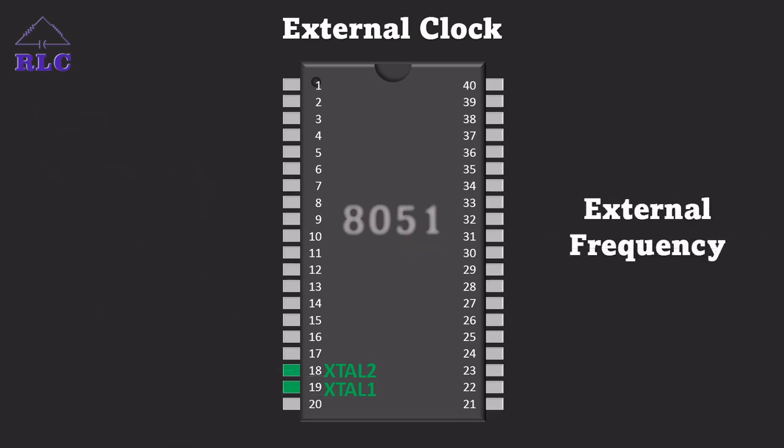Now, how can we connect an external frequency? For the external frequency, we leave one pin, the XTAL2 pin, blank, with no connection. Then for the XTAL1 pin, we pass the clock pulses.